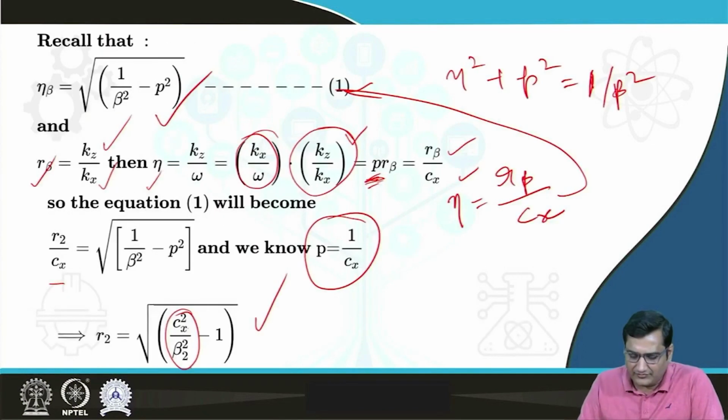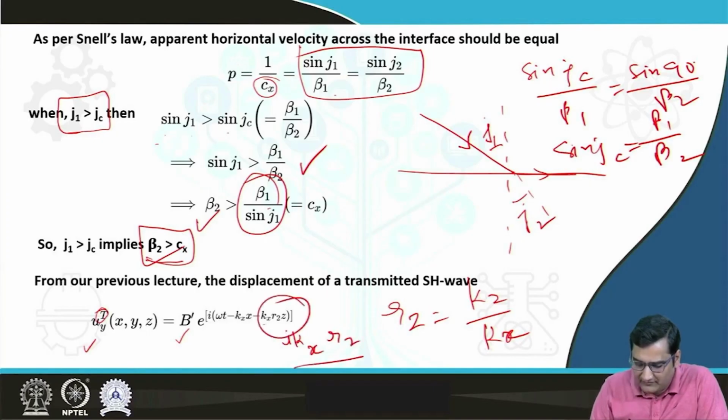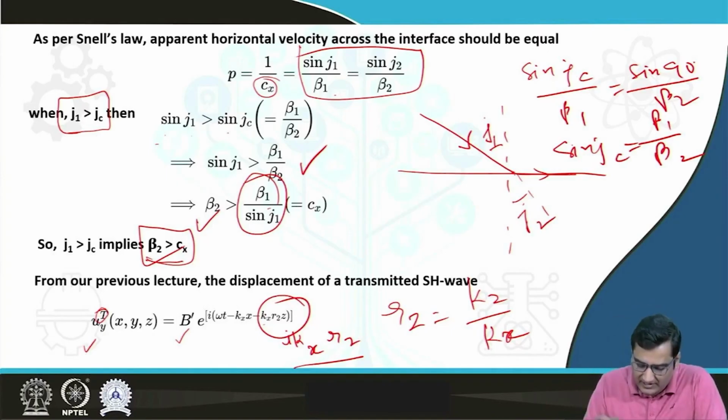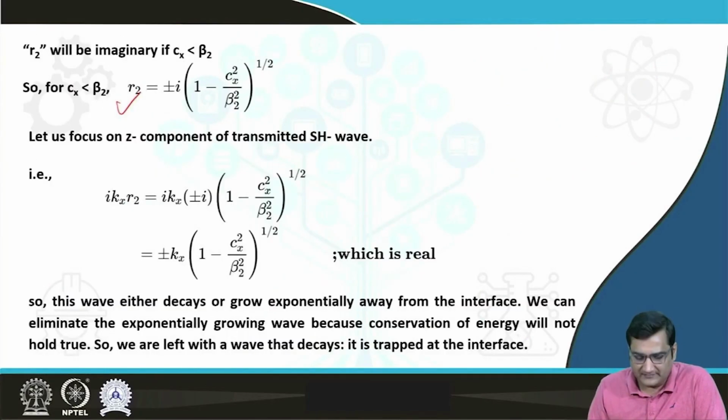So let's focus on the z component of this displacement. So the z component of this displacement is what? The iota kx R2 is the z component. We want to see how the transmitted SH wave behaves with depth. So for seeing so, you need to consider this particular term and see how it behaves. Let's focus on the z component of the transmitted SH wave, so that is iota kx R2.